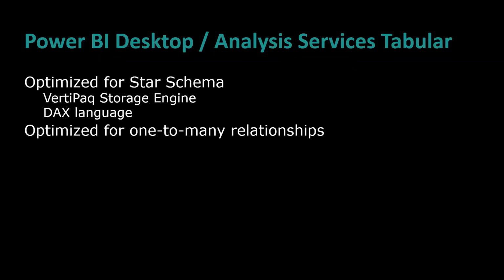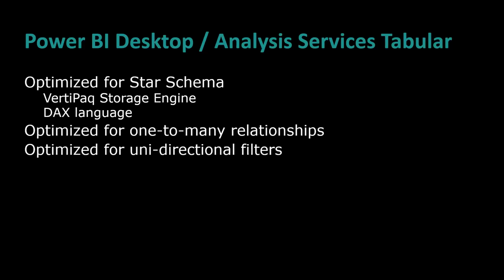We can build this, and we'll talk about that in this very 60 minutes. But it's not optimized for that. This is not what we should go for. We should find a solution to still have a one-to-many relationship. It's not always possible, but that's what we should work for. And it's also optimized for unidirectional filters: one table filters going in just one direction, not bidirectional filters.